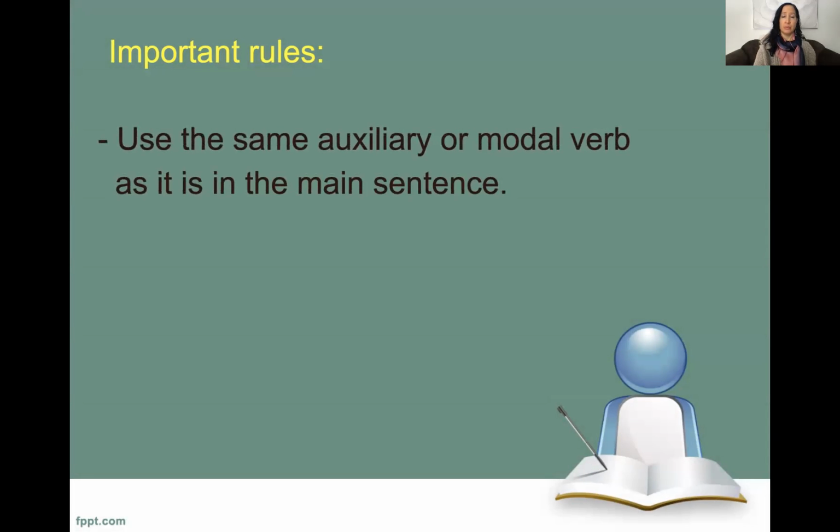Now, another important rule is, remember to use the same auxiliary or modal verb as it is in the main sentence. For example, we'll go out together, won't we? Now, what does the contraction stand for, will and won't? Do you remember these? We'll is we will, and won't is will not.